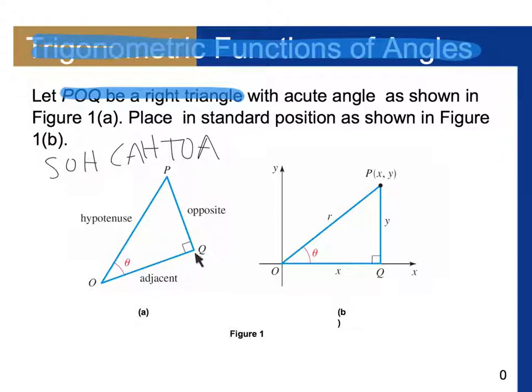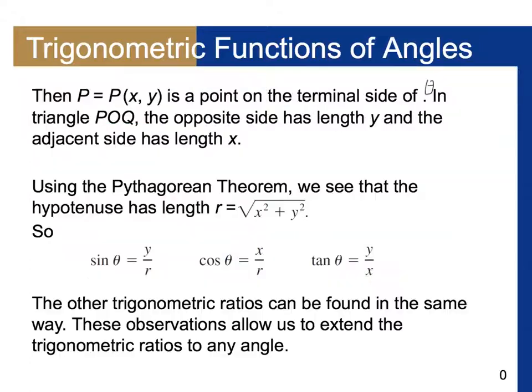The side adjacent to the angle is going to be on the x-axis, positive, and then the hypotenuse is going to be the radius, like the r, okay? And then the opposite's going to be the y, up and down. So we kind of place it like that. Okay, and we place our triangle in standard position.